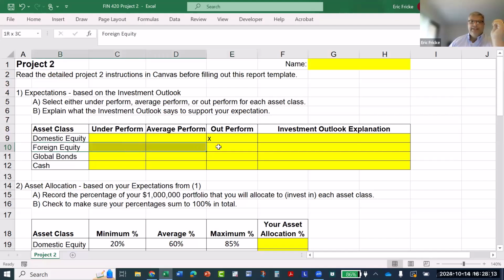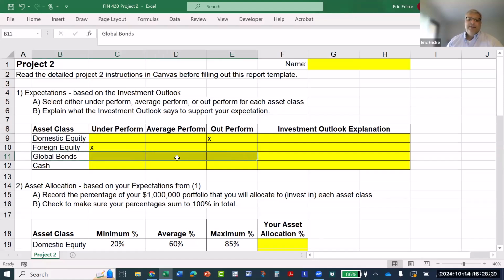For foreign equities, does the report say under, average, or outperform? And they're going to give you tons of countries, and so you're going to have to kind of take an average of the different countries and put one number down, okay? I'm putting an X here under underperform, but that's not what they said, but we'll take a look at it.